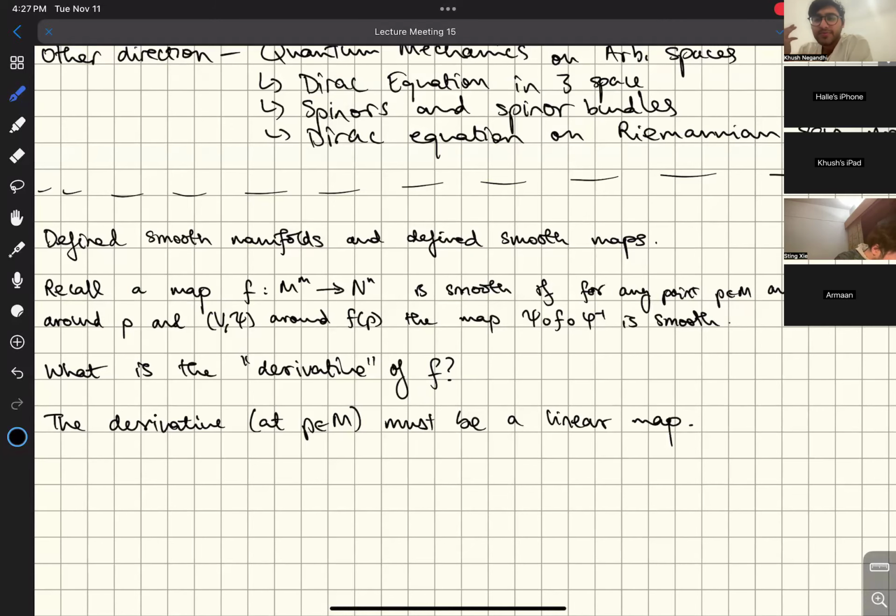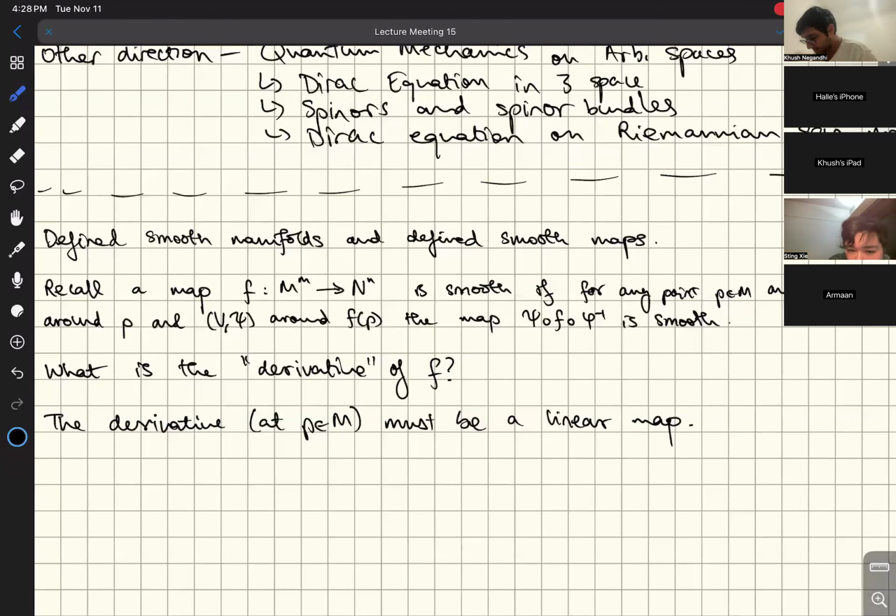Okay? But this already poses an issue because manifolds don't necessarily come with any vector space structure, right? We saw how the sphere was a manifold, but a sphere is not manifestly linear in any way, right? So this is the first red flag, okay? So we have to somehow define, for each point, a vector space that the derivative is allowed to act on.